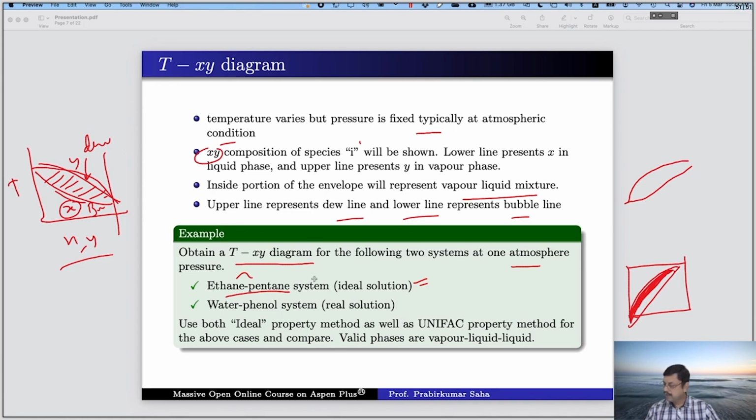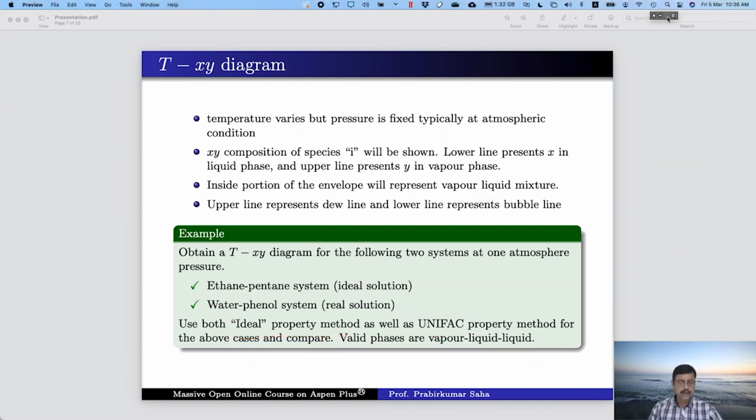Whereas water phenol system, it's a real solution. Here they have said to use both ideal property method as well as UNIFAC property method for the above cases and compare. And obviously the valid phases are vapor, liquid, liquid. Now water phenol system will have vapor, liquid, liquid because water and phenol, they do not mix much. So let us go back to the simulation window.